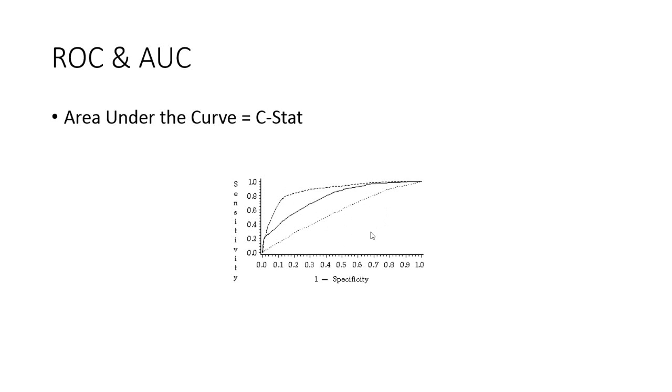Area under the curve is otherwise known as the C statistic. We know that the more the C statistic, the better the model. Similarly, the more the AUC, or the area under the curve, the better the model. We compare ROC, and that's how we choose the best model out of several models.